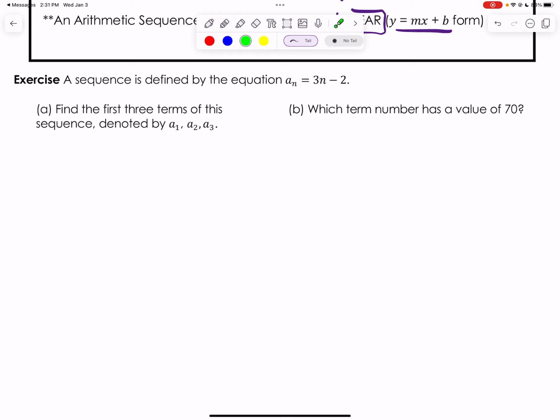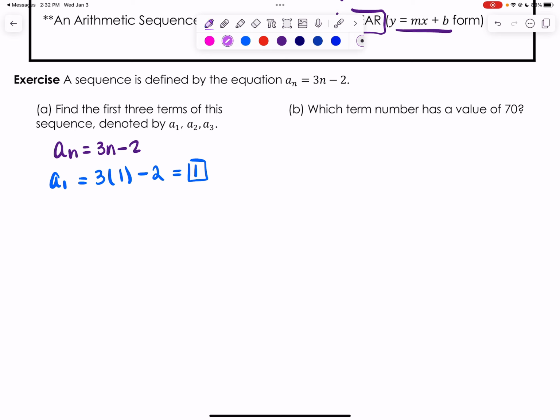So if I want to find the first three terms of my sequence, I would simply just plug these values in for n. So if I want to find a sub 1 for a sub n equals 3n minus 2, all I would do is this. a sub 1 equals 3 times 1 minus 2. And then I can do that mentally, or I can type it into my calculator. And if I type it into my calculator, I get 1. So that is my first term.